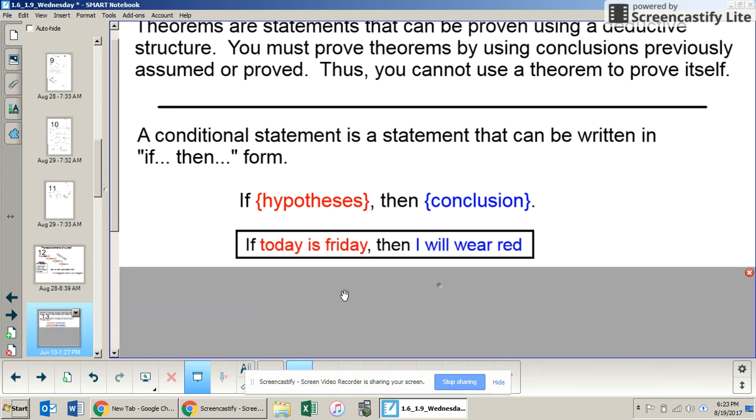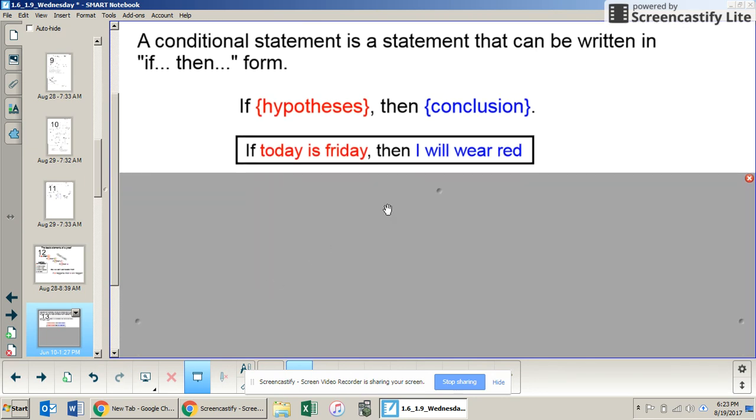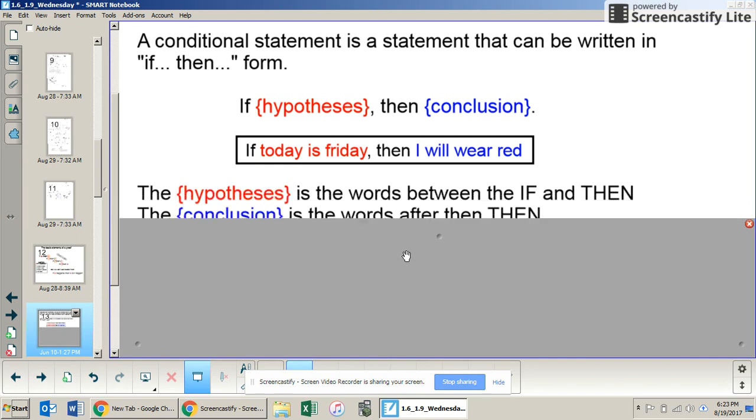Here's another example. If today is Friday, then I will wear red. The red part here, the words between the if and the then, today is Friday, we call the hypothesis. The blue part, I will wear red, is the conclusion.